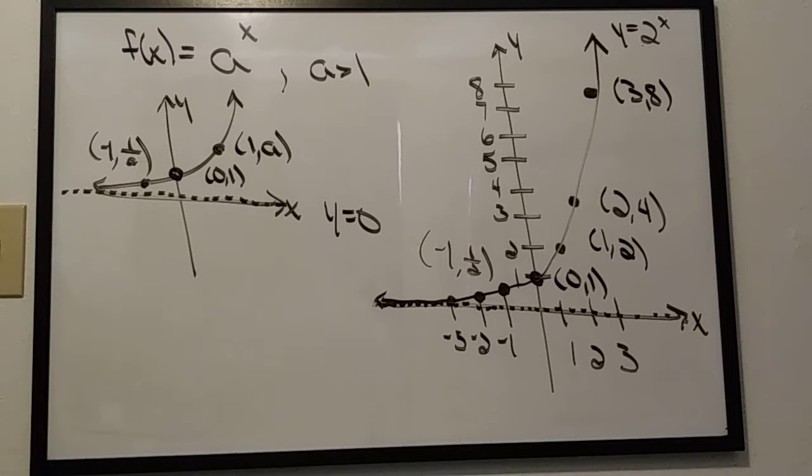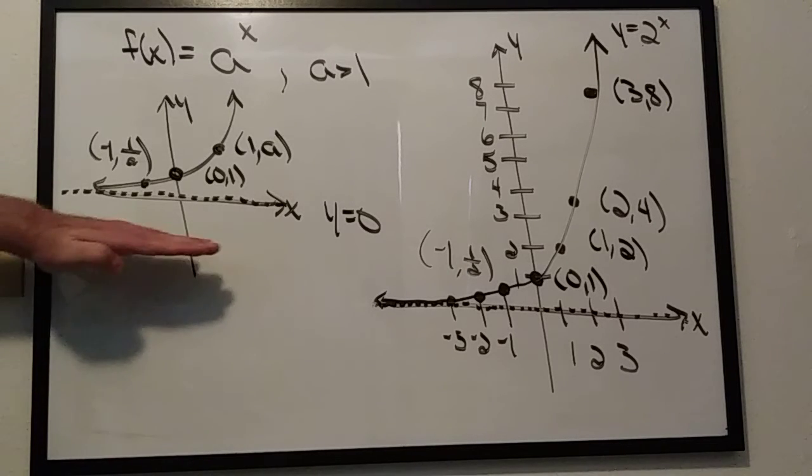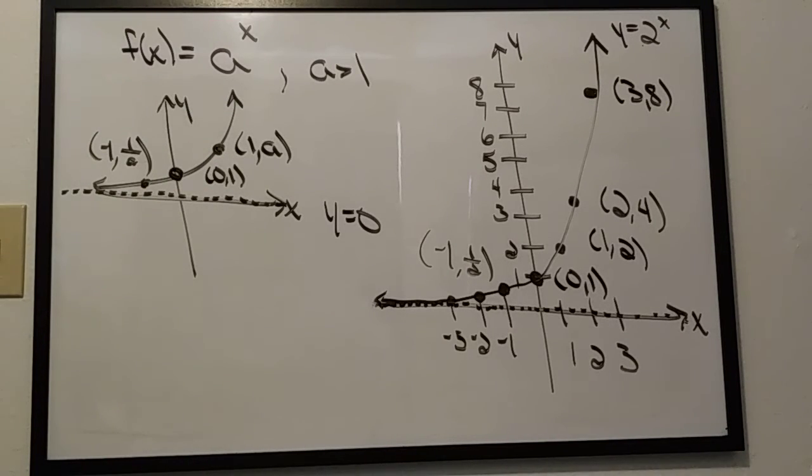The domain is all real numbers. The range, everything on this graph is above the x-axis. So the range has to be 0 to infinity, not including that 0. As you look at the graph, we don't have any x-intercepts, but the y-intercept is 1. The x-axis, y equals 0, is the horizontal asymptote.